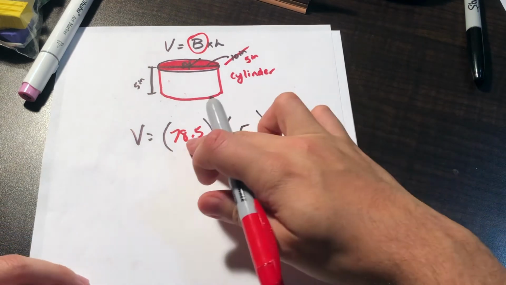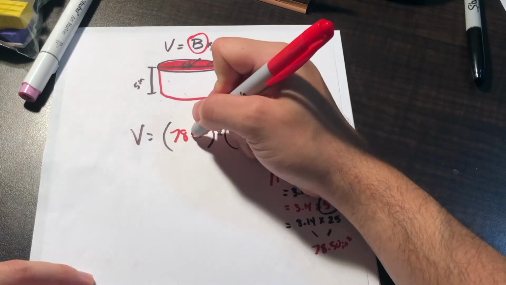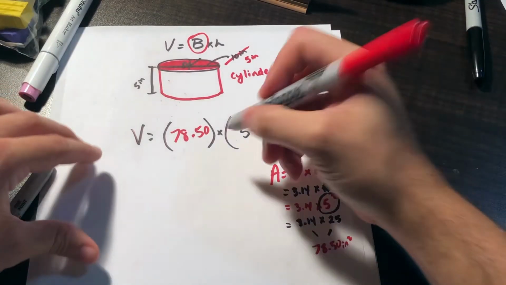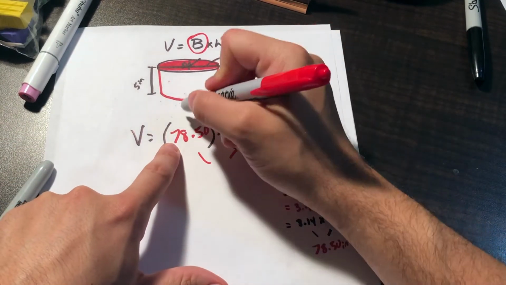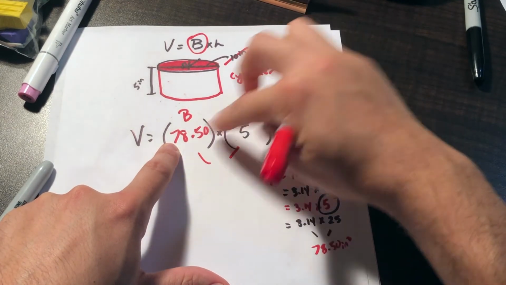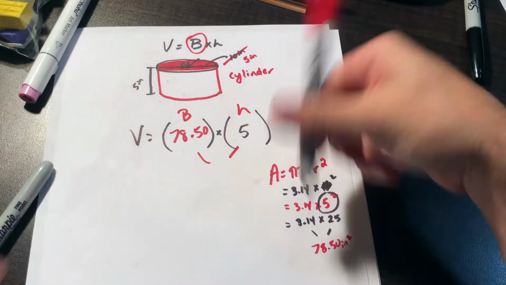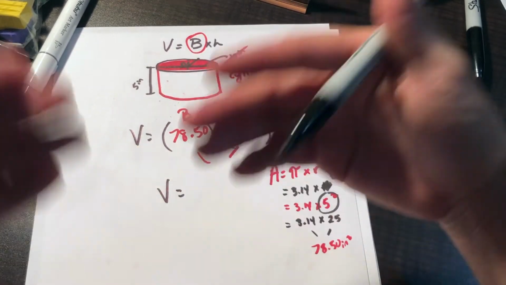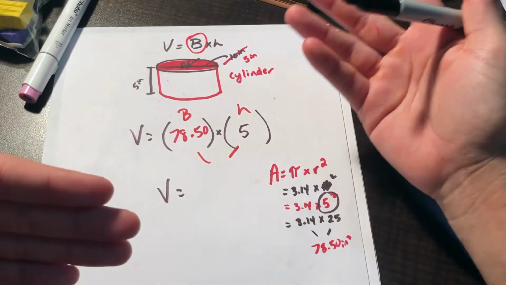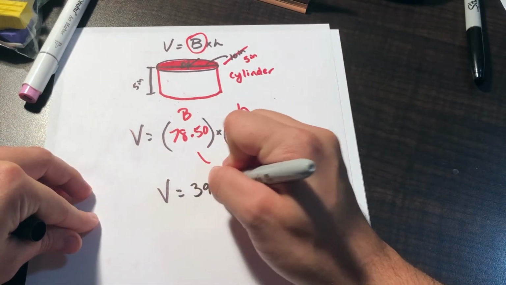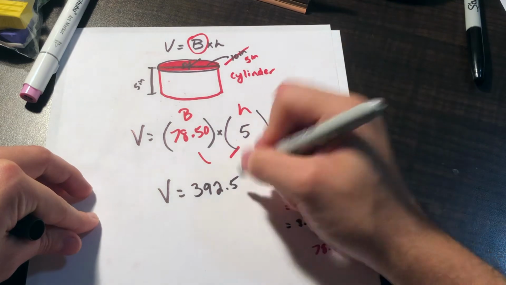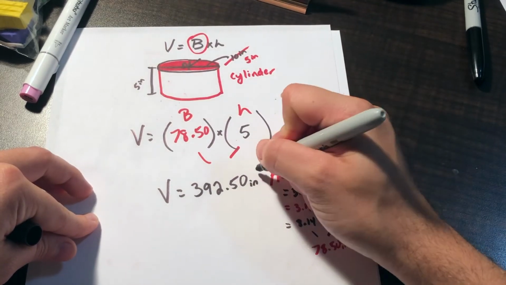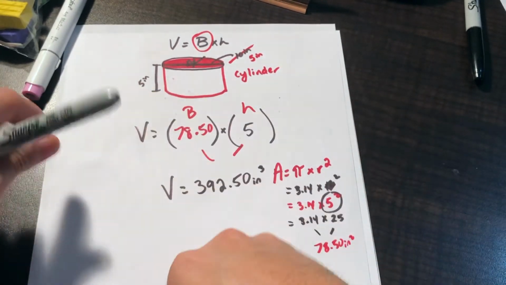Capiche? 78.5 or 78.50. I don't know how you guys got that answer, but that's basically what you get. Okay. And now the last step is to multiply the area of the base, the big B, times your height. All you have to do is multiply these two. So to find the volume, you multiply this times this, and you get, let me just fast forward, speed through this, you get 392.5 or 0.50. Since we're talking about inches, we're gonna say inches cubed.